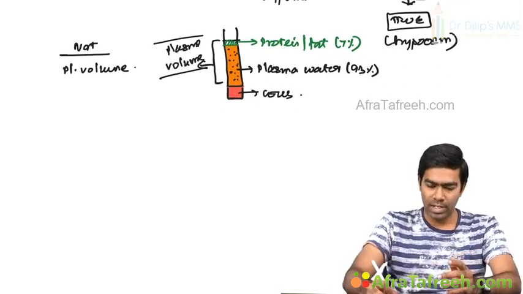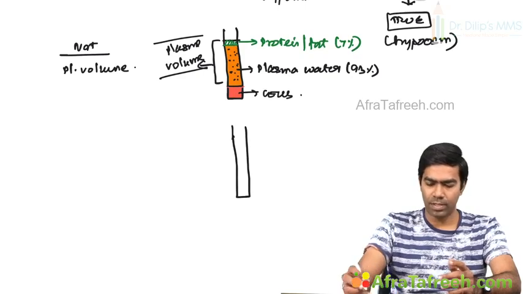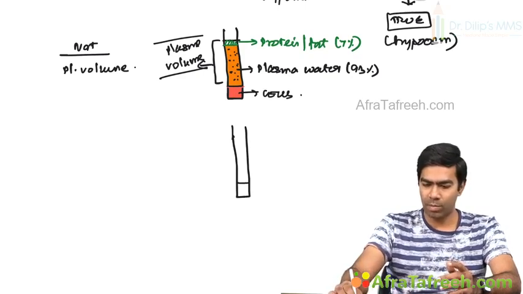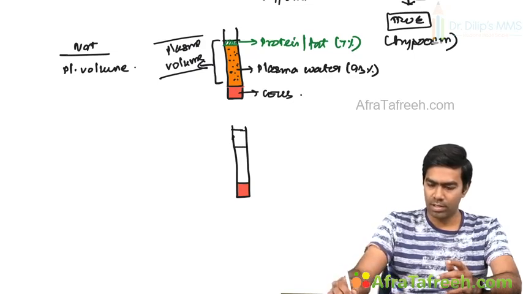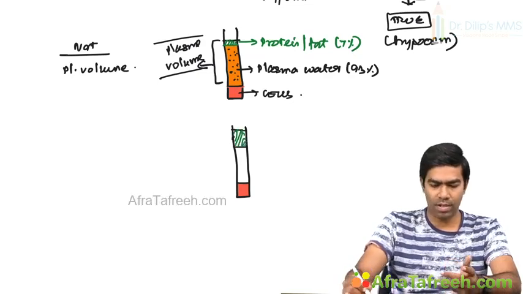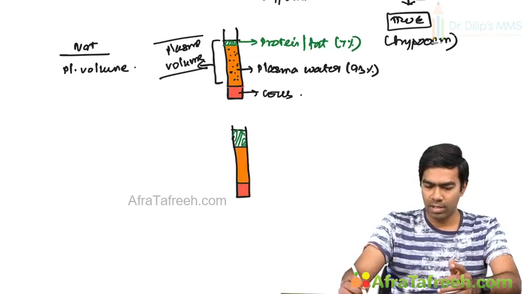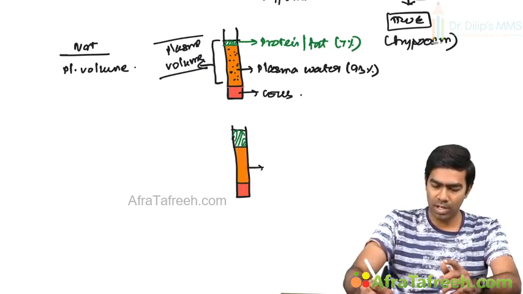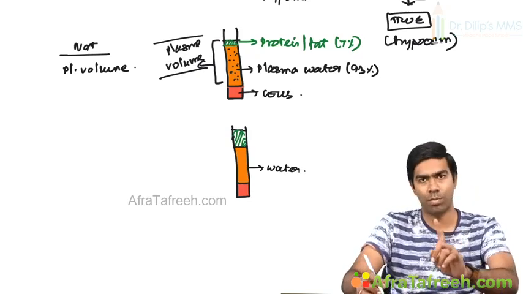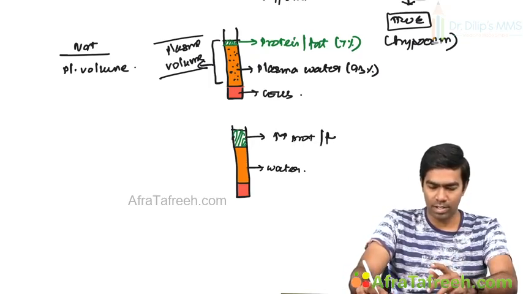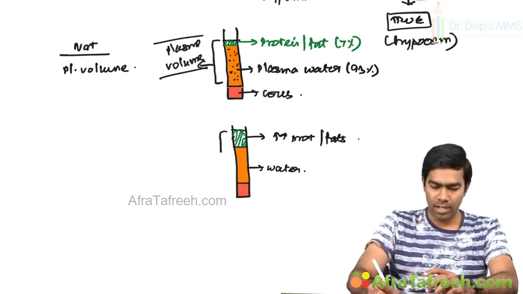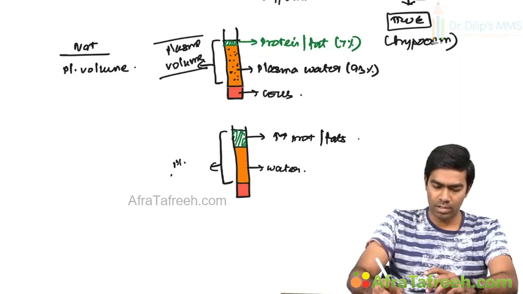How? Let us take a second example where the patient has the same amount of cells. I'm not changing the amount of cells, but let me change the amount of protein and fat. Let us assume this is the amount of protein or fat, which is increasing, and this is the remaining plasma water. You can see the plasma water has not changed much in absolute amounts, but there is a lot of increase in the proteins or fats, either one. That has made the plasma volume increase. Plasma volume has increased dramatically here.